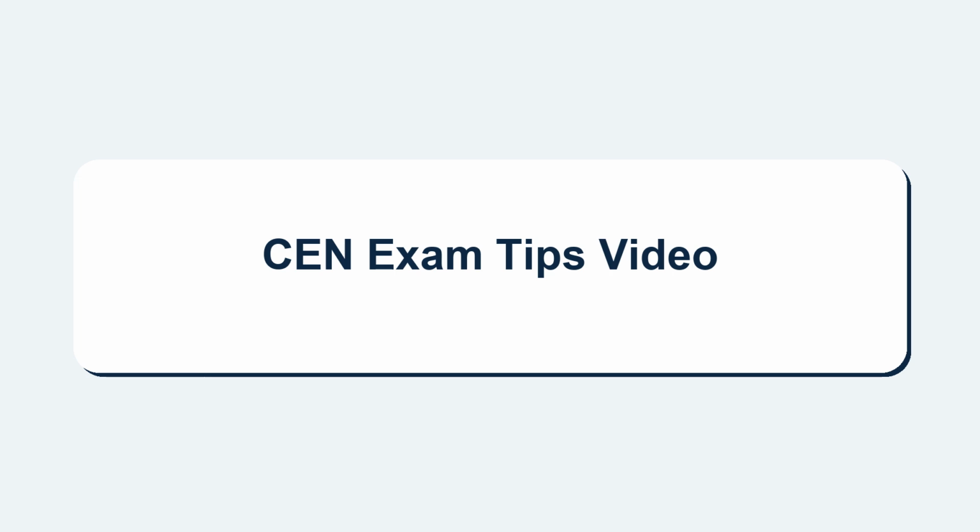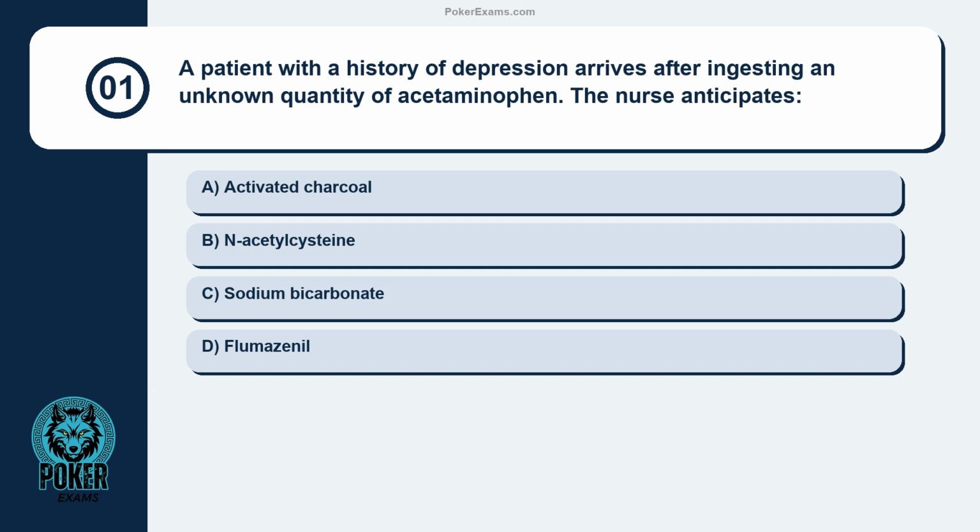CEN Exam Tips Video. Question 1. A patient with a history of depression arrives after ingesting an unknown quantity of acetaminophen. The nurse anticipates activated charcoal, N-acetylcysteine, sodium bicarbonate, flumazenol.